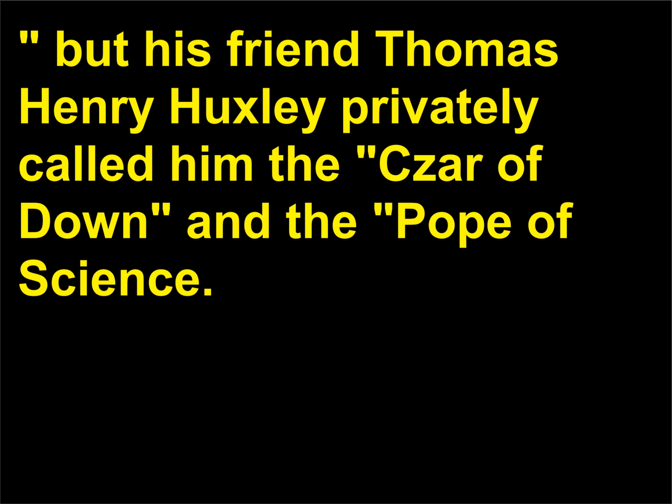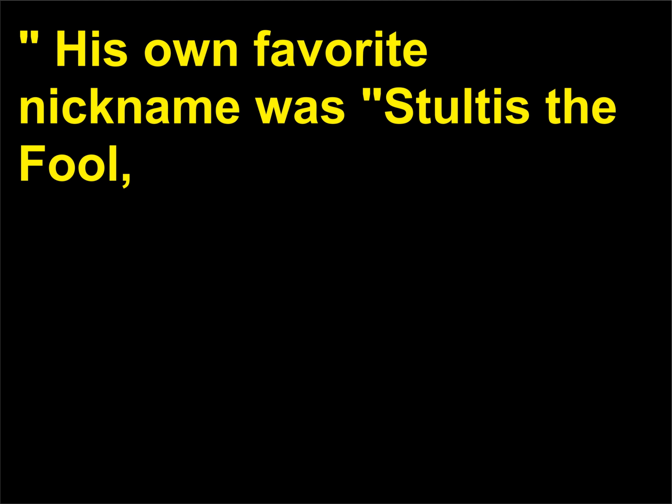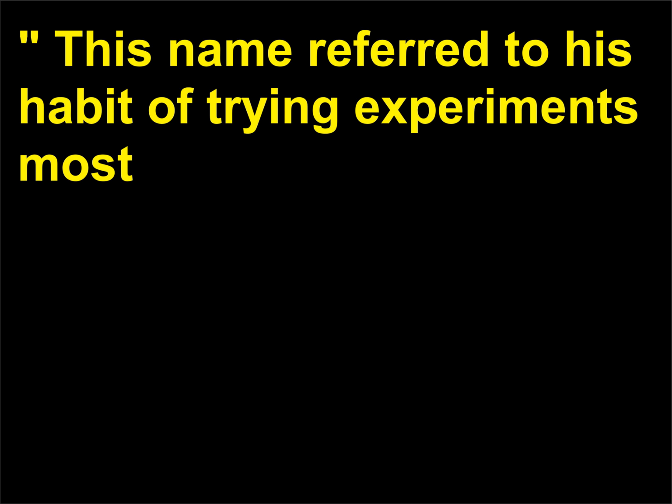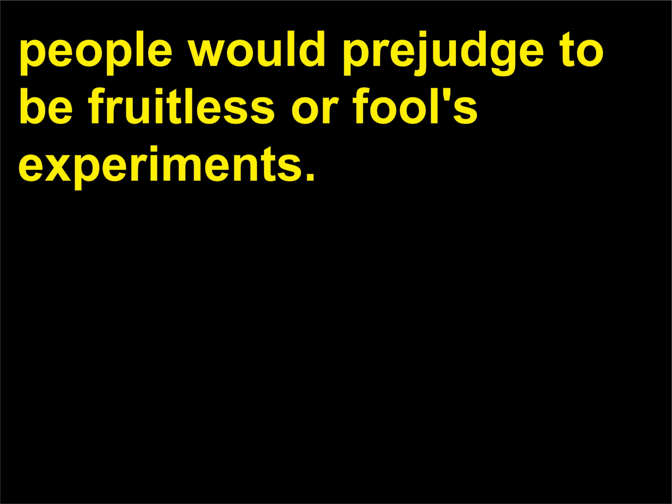But his friend Thomas Henry Huxley privately called him the Tsar of Down and the Pope of Science. His own favorite nickname was Stultus the Fool, and he often signed letters to scientific friends with Stultus. This name referred to his habit of trying experiments most people would prejudge to be fruitless or fool's experiments.